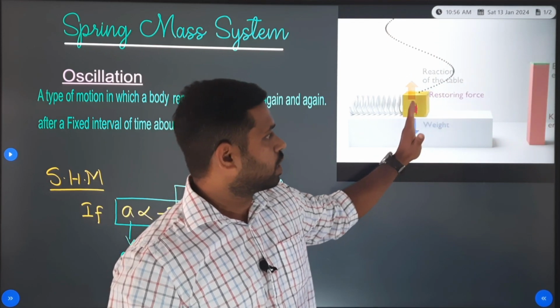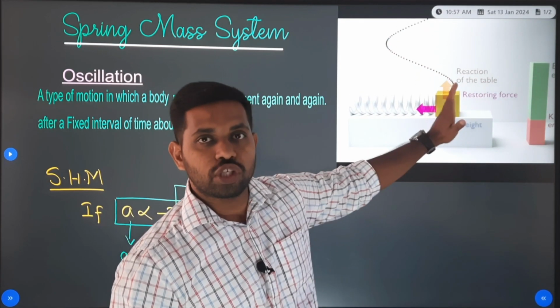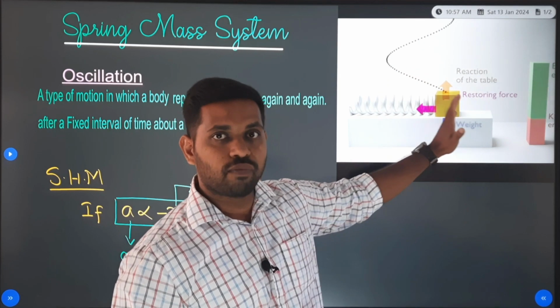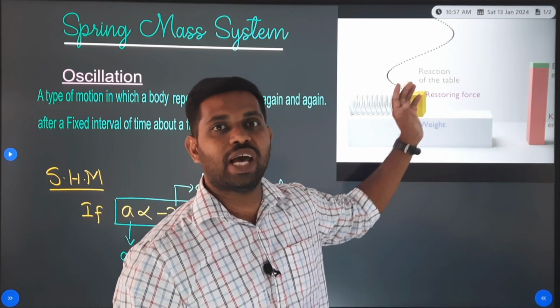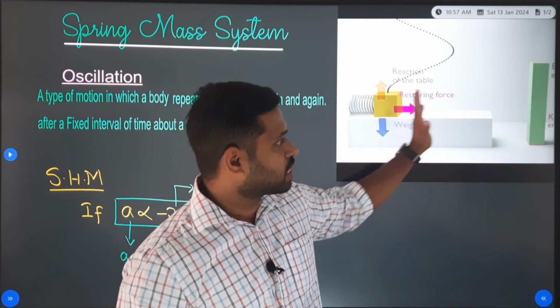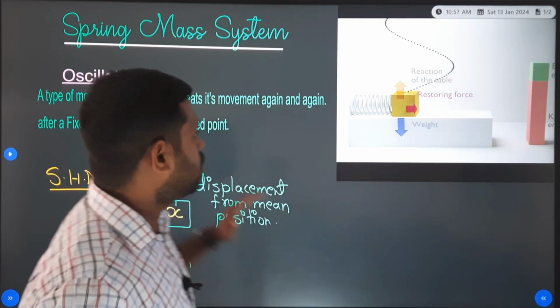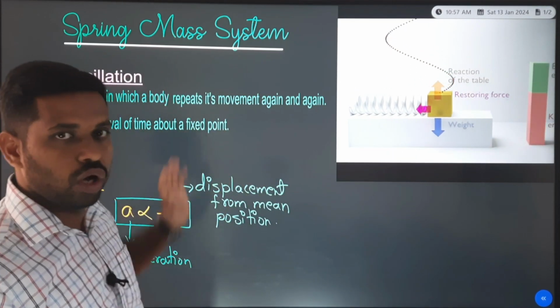That block is repeating its motion again and again after a regular fixed interval of time, which is called the time period. And this repeating motion is called the oscillation.